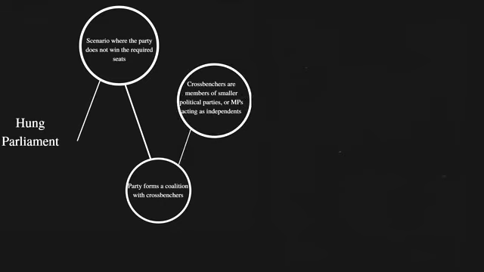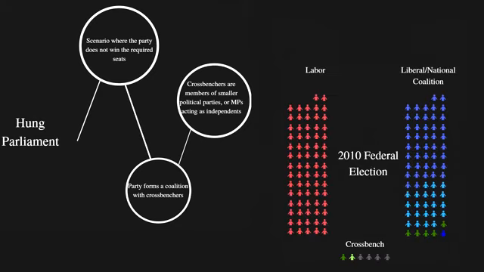Crossbenchers are a member of a smaller political party or an MP acting as an independent. An example of this can be seen with the 2010 federal election. The Labor Party, led by Prime Minister at the time Julia Gillard, held 72 out of the 76 required seats, as did the leader of the Liberal National Coalition, Tony Abbott.